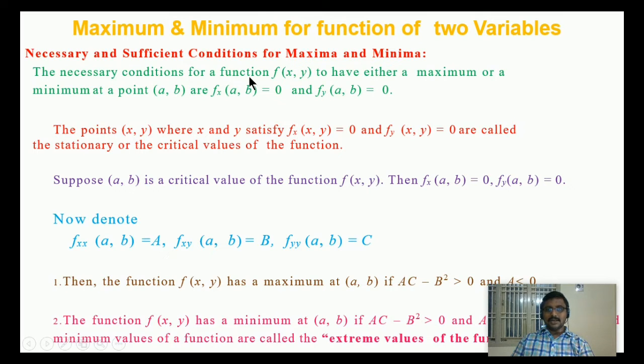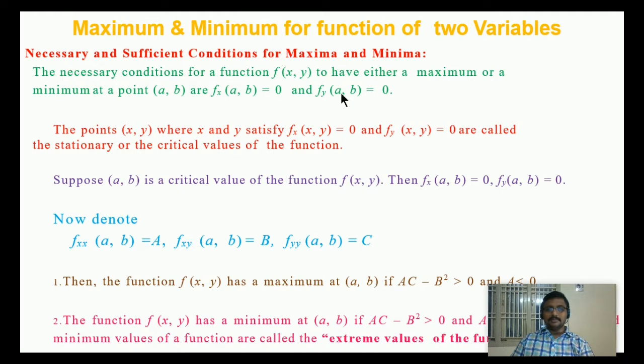Necessary and sufficient conditions for the maxima and minima. The necessary conditions for a function f of x,y to have either maxima or minima at a point (a,b) are fx at (a,b) equal to 0 and fy at (a,b) equal to 0. Fx means the partial derivative of f with respect to x. This can also be written as ∂f/∂x at the point (a,b) equal to 0. Fy at (a,b) equal to 0, which means that ∂f/∂y at the point (a,b) equal to 0.